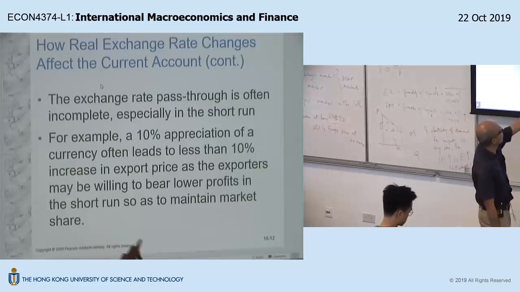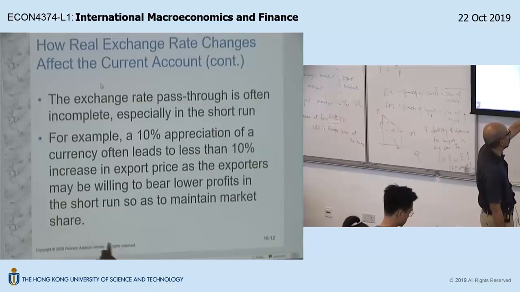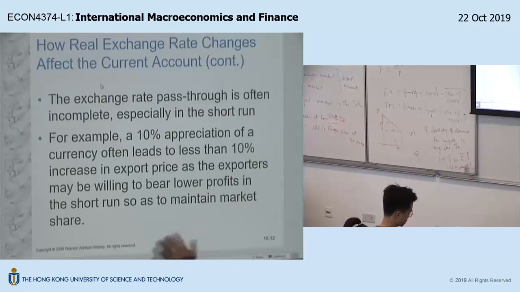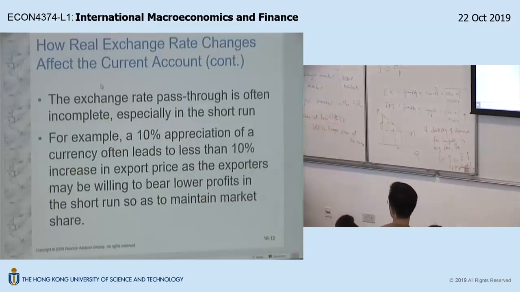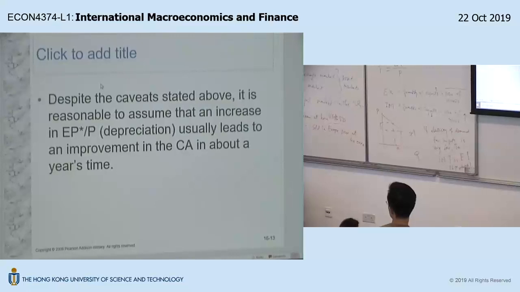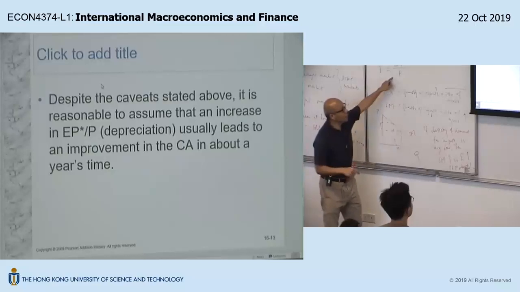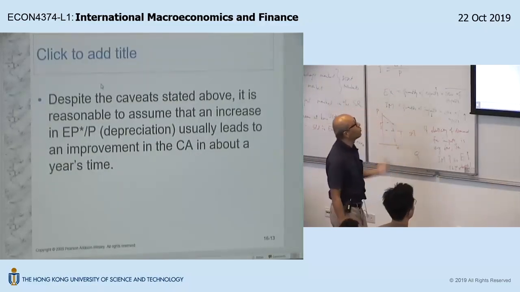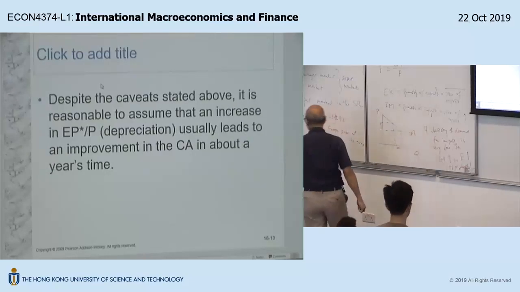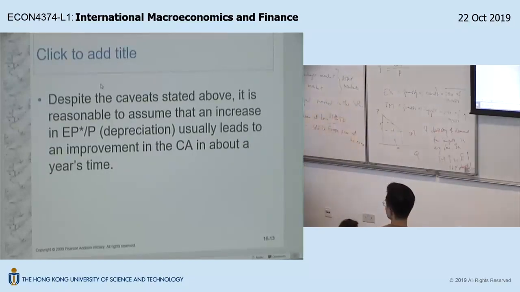So, for example, a 10% appreciation of a currency often leads to less than a 10% increase in export price, as the exporters may be willing to bear lower profits in the short run so as to maintain market share. All right. Does that make sense? So it's reasonable to assume that an increase in EP star over P, the real exchange rate, usually leads to an improvement in the current account at about a year's time, as I just said. Depreciation usually leads to an improvement.